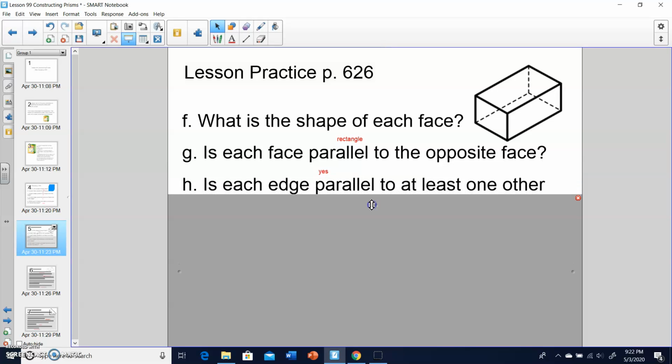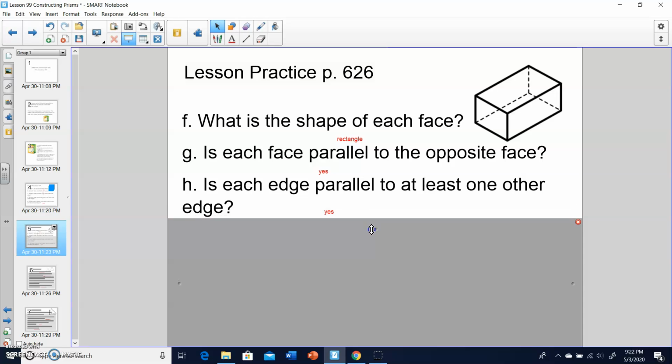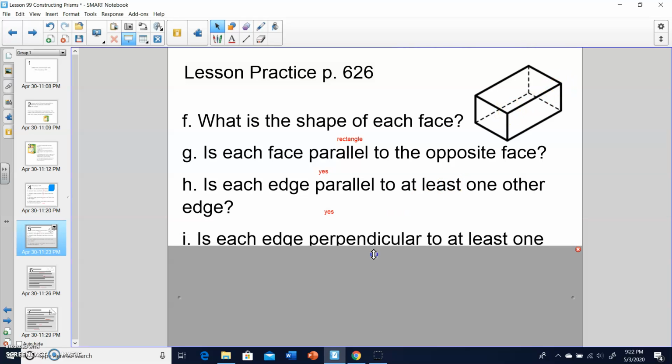Is each edge parallel to at least one other edge? Yes. This edge is parallel to this edge, or this edge parallel to this edge. This edge is parallel to this edge. So just like in the cube.